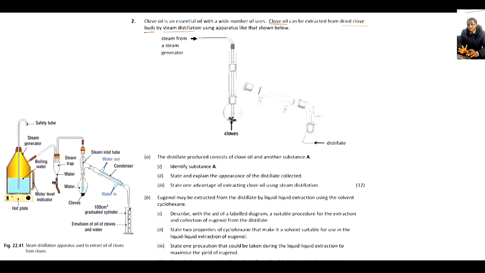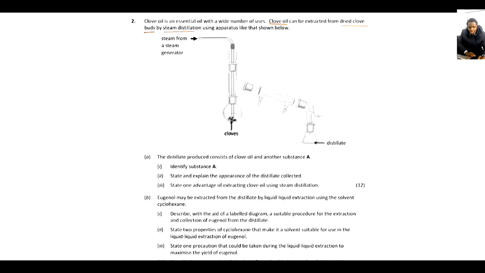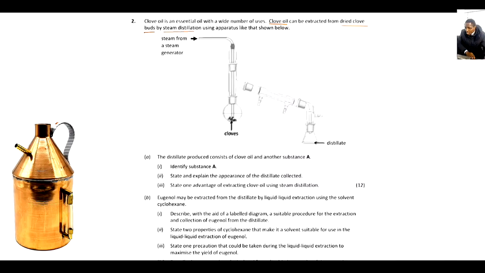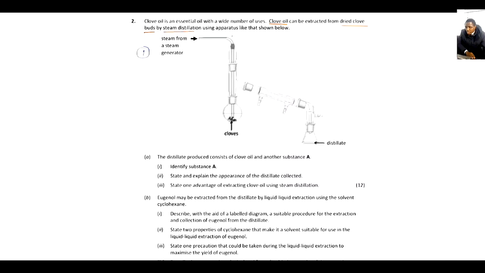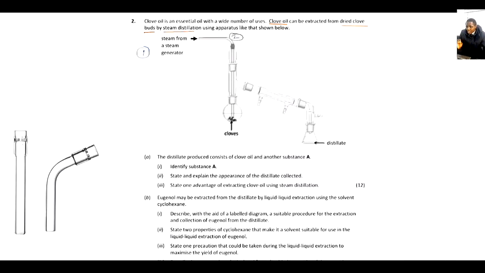Then I'm going to analyze the situation to answer the following question. Just follow me, because this is a practical question and I'm doing it theoretically. So the first thing is to look at the apparatus used in this experiment. The first one is the steam generator. We have the steam generator as number one. Number two is the glass tubing that is carrying the steam from the steam generator.